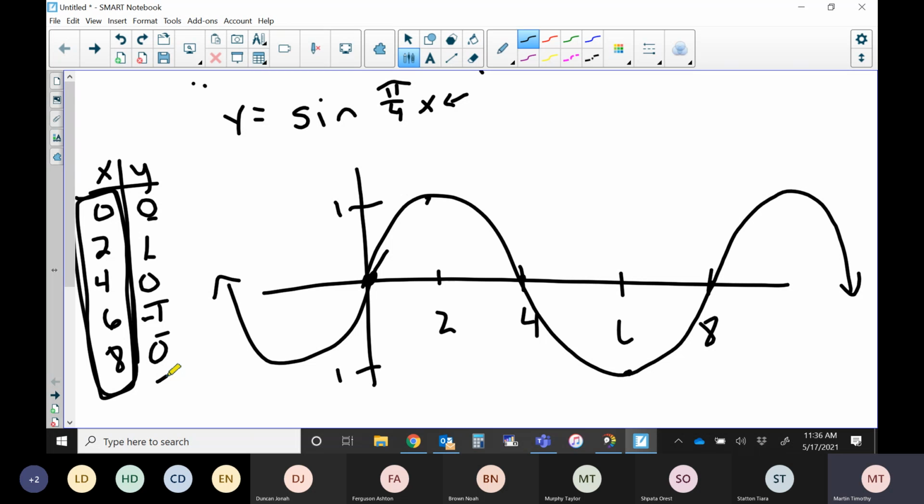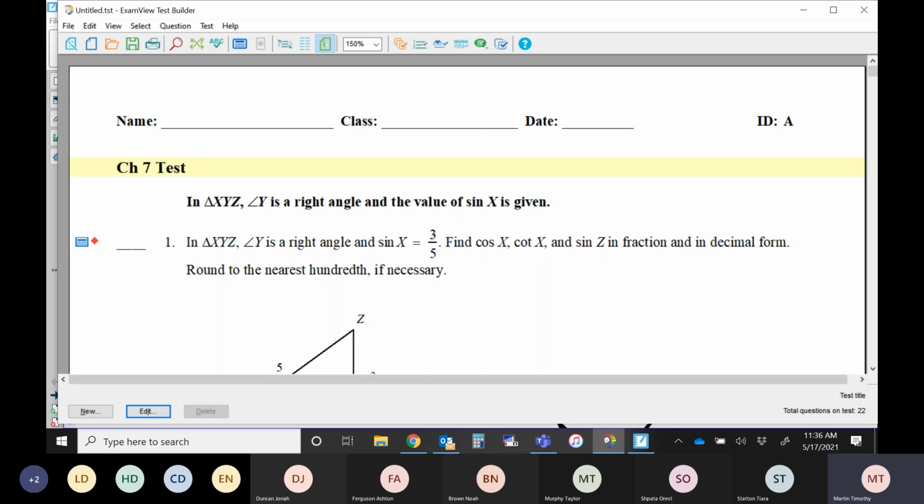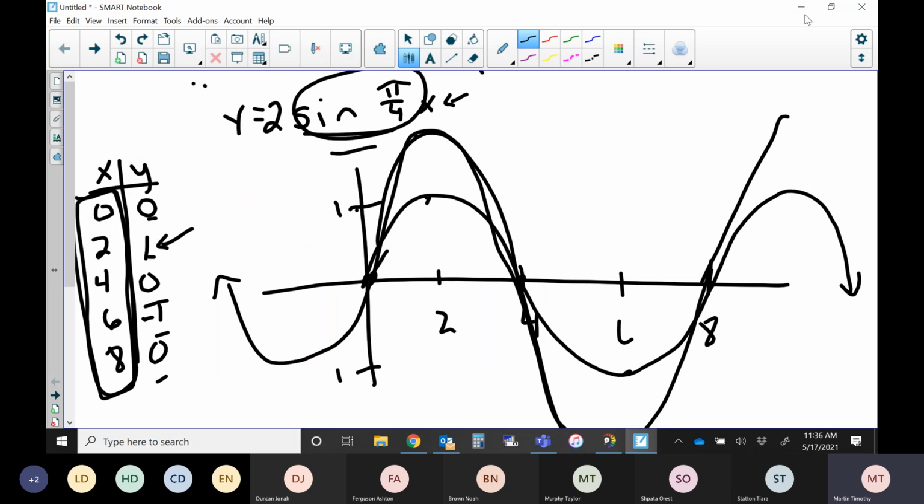The only thing that can change is maybe I put a 2 here. Now what's that going to change? Well, that's going to make this right here, when this became a 1, 1 times 2 is going to be a 2. So instead of going just to 1, it's going to go up to 2, which is what we talked about. It's just going to change the amplitude of it. So it's just going to be taller peaks and valleys. Do we understand that so far? Questions?